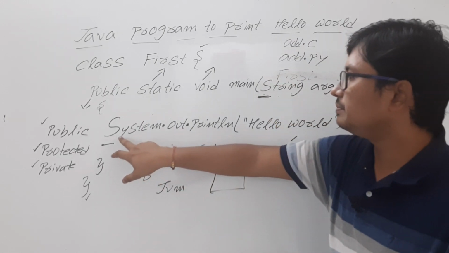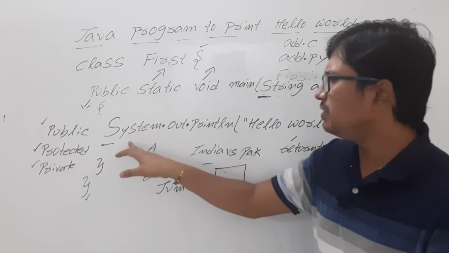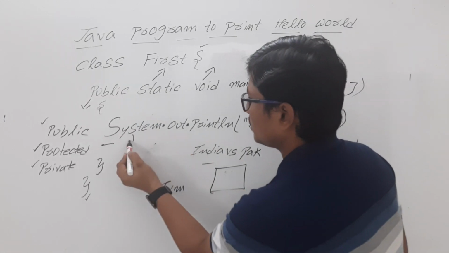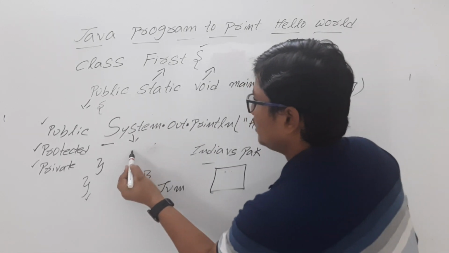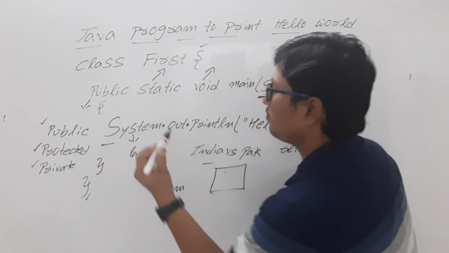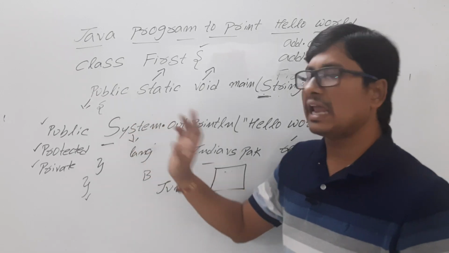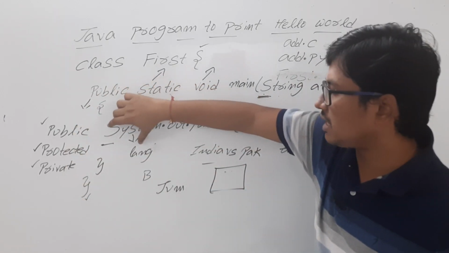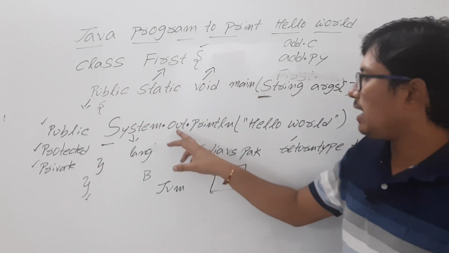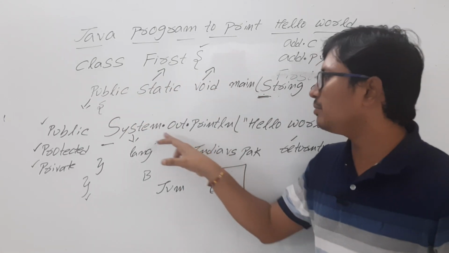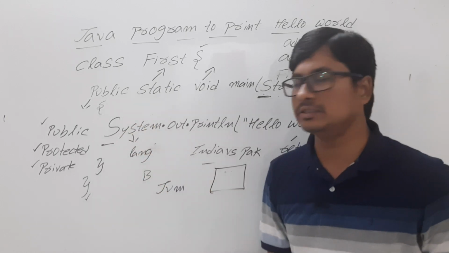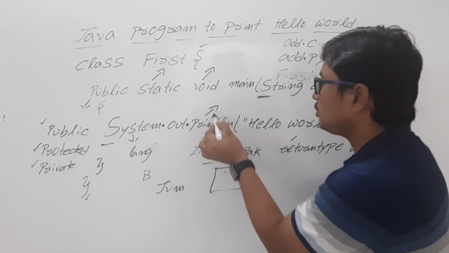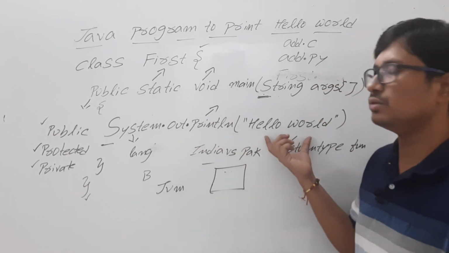Then look at here, you have System, which is a class name in the java.lang package. Simply try to understand this is a class name. And this out is a static variable belonging to the class called System. And println is a method to print something on the console.